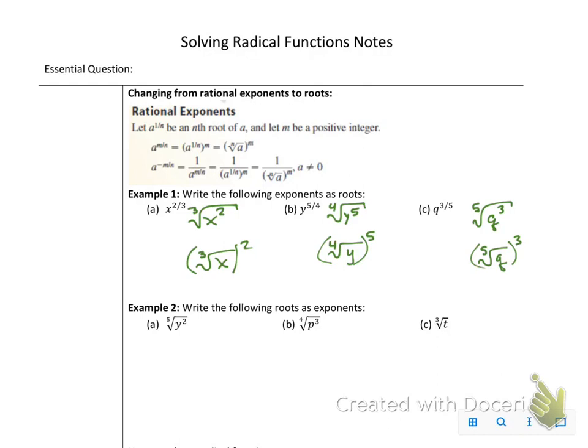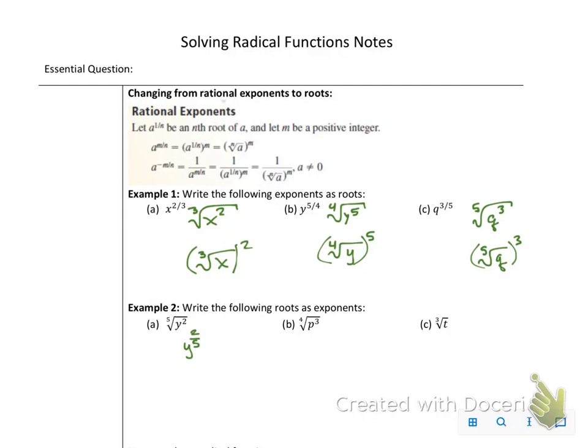Now you can also go backwards. If you have a root, then the root will be your denominator, and your exponent on the inside or the outside, no matter what it is, would be your numerator. So here we would have y to the 2/5. There's no other way to write that. That's just how it is.